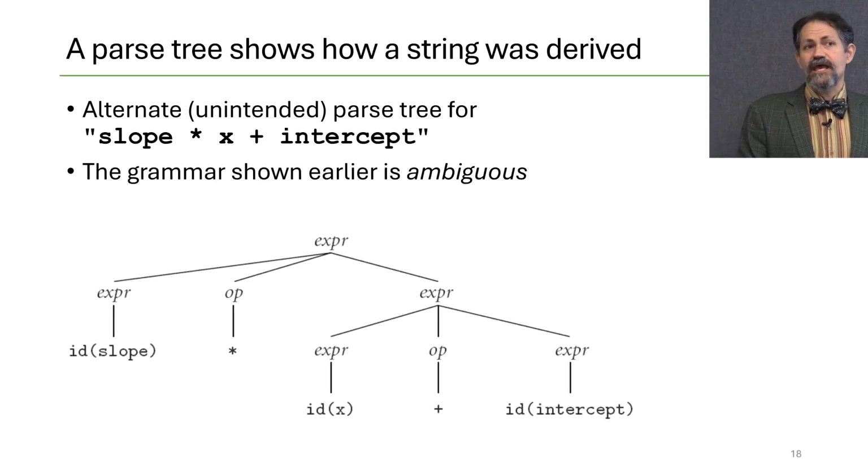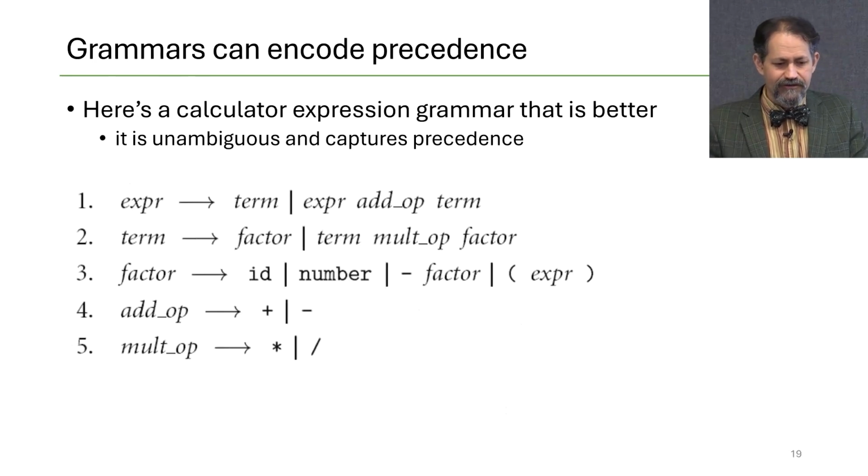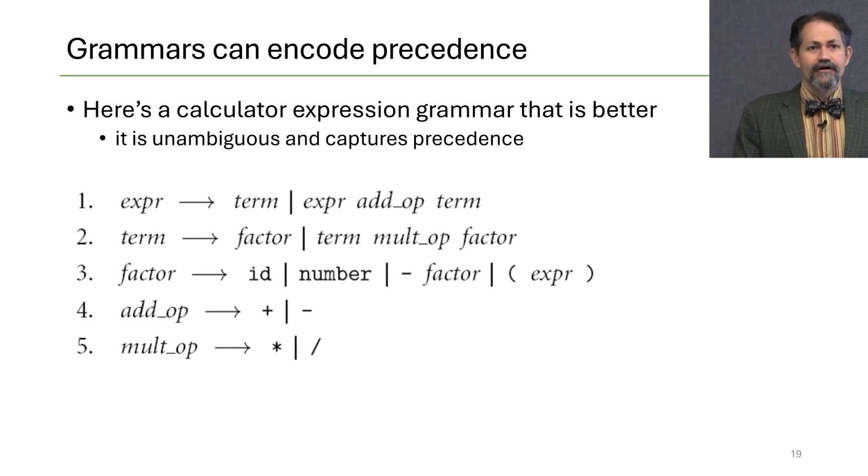What this means is that the grammar we had before is ambiguous. It can be used to produce the same string in two different ways, depending on whether we group the slope with x or we group the x with the intercept. So if we're a little bit more careful about the way we write our grammar, we can produce an unambiguous one. So here's a grammar that encodes the usual notion of precedence for mathematical expressions. This one is unambiguous, so any string that can be produced with this grammar can only be produced one way, with one derivation tree, basically, and it captures precedence.